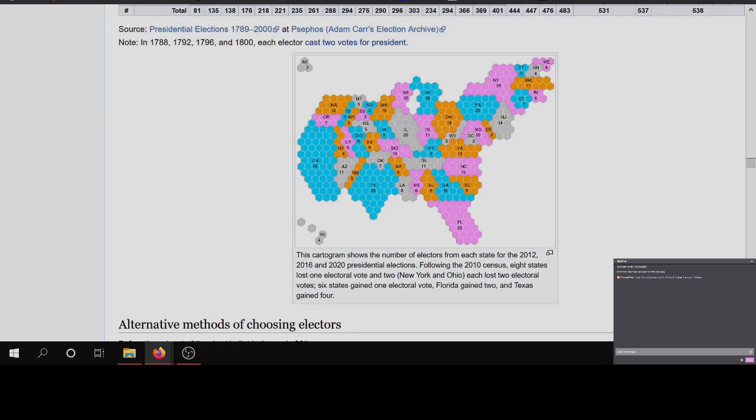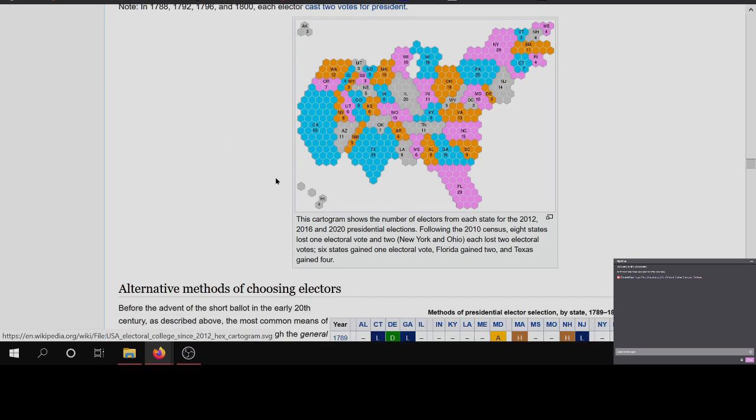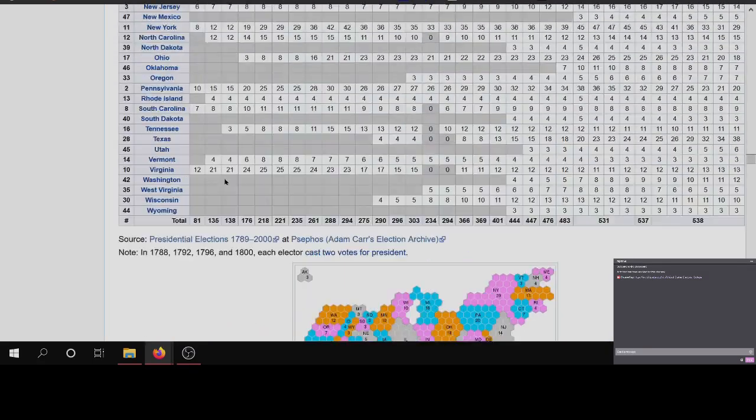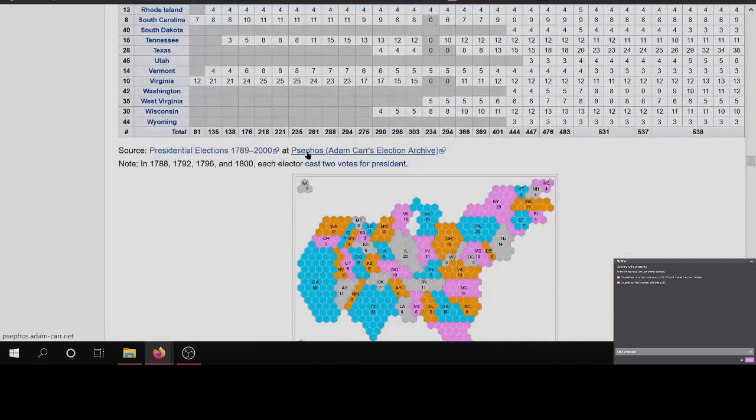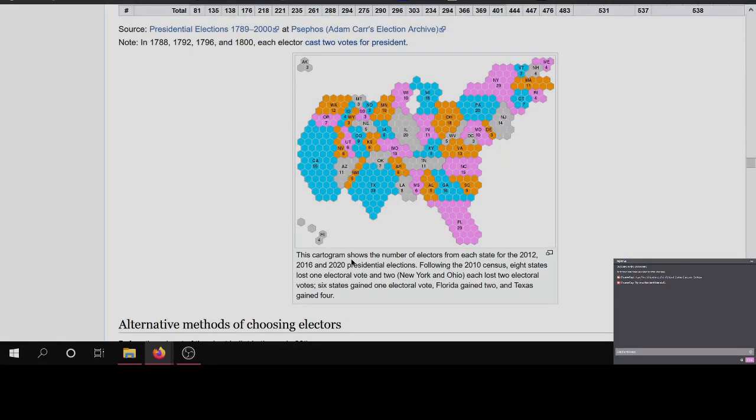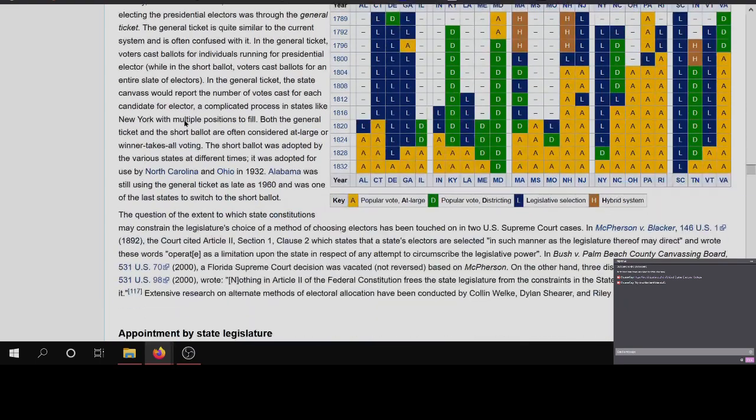Then you have the map, a colorful map. Put a comment to see how other people can try to understand all this. So yeah, the cartogram shows the number of electors from each state for the 2012, 2016, and 2020 presidential elections. Then you have another graph.